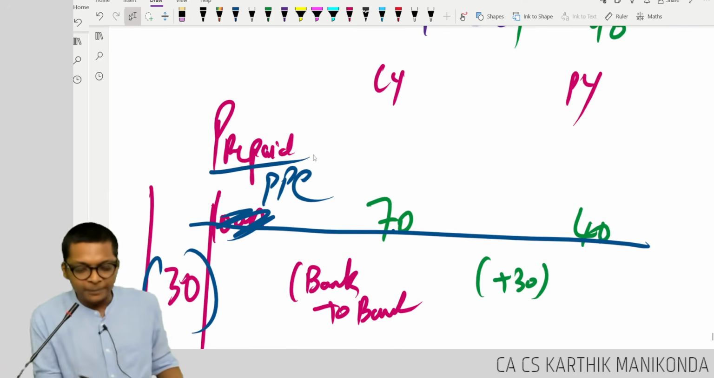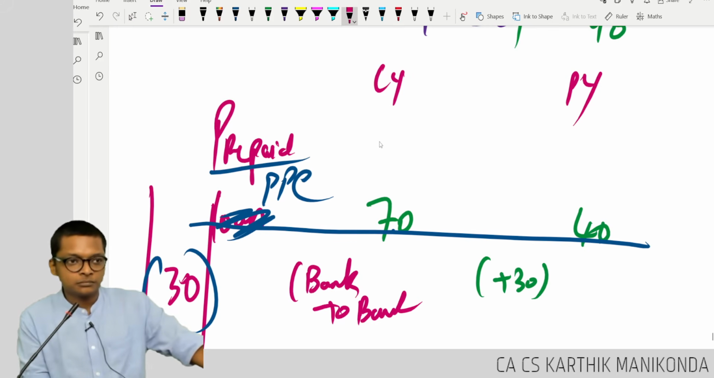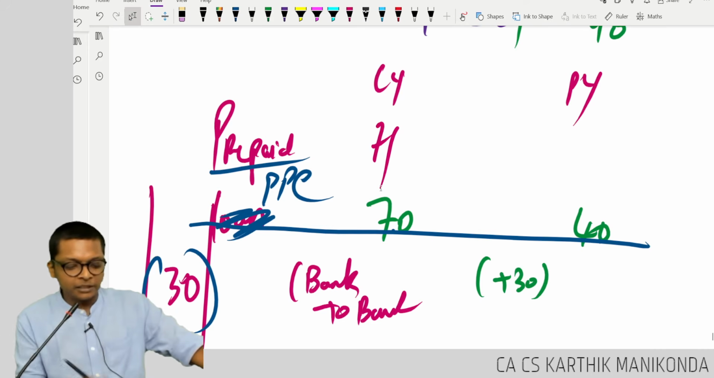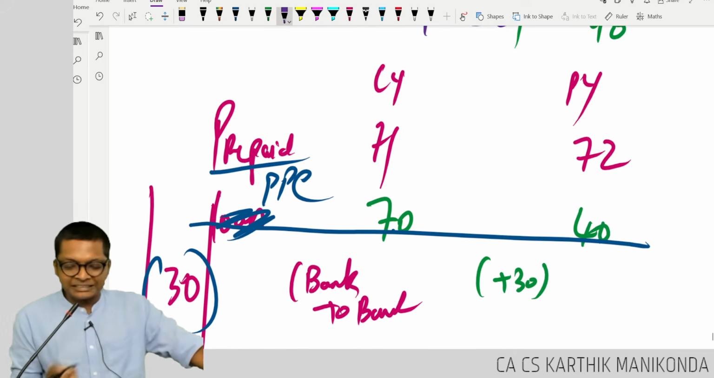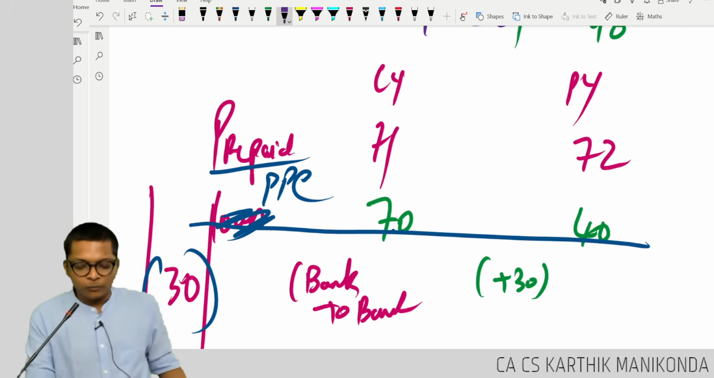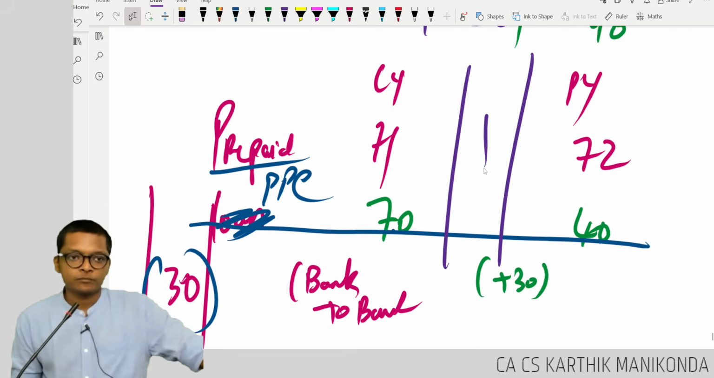Now come back to prepaid. Tell me some number. Yes, Nirandana, tell me the current year prepaid value. 71. Previous year, yes, Abdullah, tell some number. 72. Okay, prepaid last year was 72, this year it became 71. So the difference is how much? 1, with bracket or without bracket?